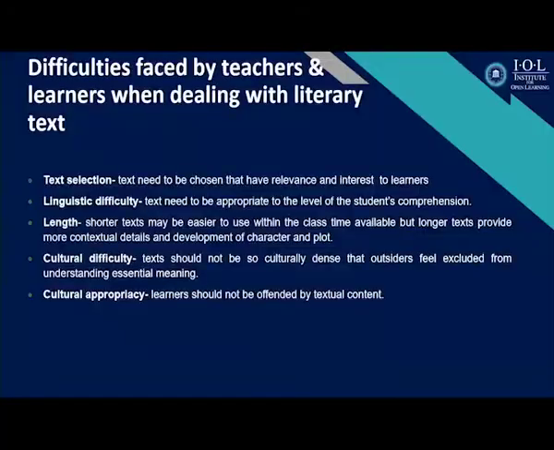So moving on, we're also going to discuss the difficulties faced by teachers and learners when dealing with literary text. We have what we call text selection. One of the difficulties faced by teachers and learners when dealing with literary text is text selection. Texts need to be chosen that have relevance and interest to learners. So for you to overcome this, you need to choose a text that has relevance and is of interest to the learners.